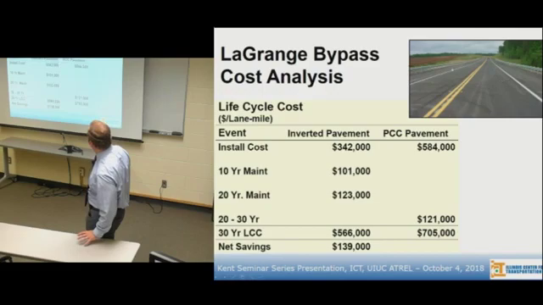Right here, the final road as built, the inverted pavement section, and the comparison with what it would cost if they had constructed a PCC pavement in that location versus what the inverted pavement cost. This is a net 30-year life cycle cost estimate of maybe about 139,000 in net savings. That's what they reported in this case.